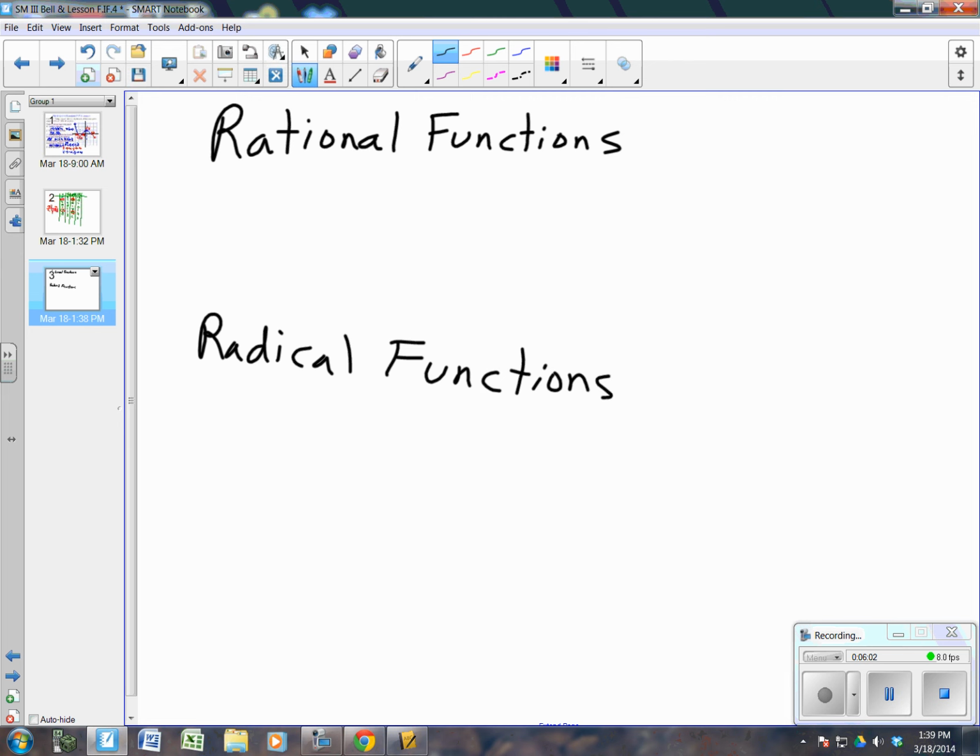What is special about a rational function? What feature of the equation makes it a rational function? What's special about the rational function that... Okay, a radical one has one of these, Audrey says. It does, but there's something else about it too.